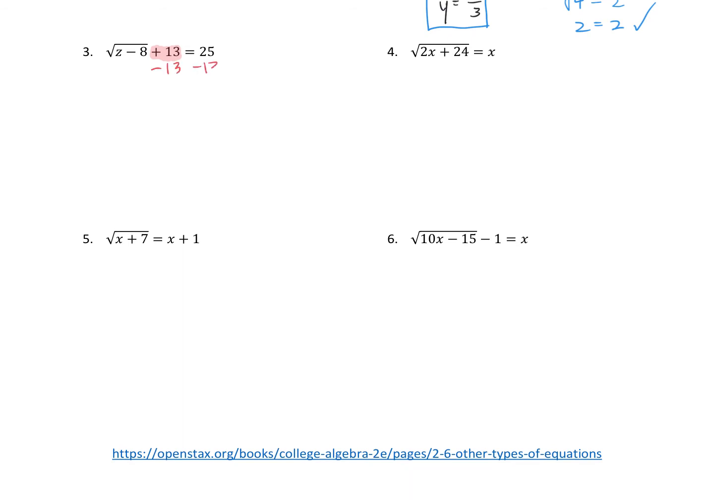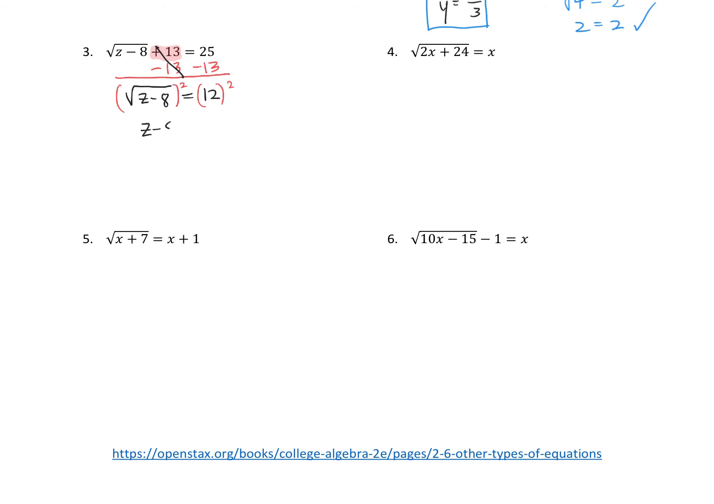So minus 13 from both sides. That's going to give me the square root of z minus 8 on the left is equal to 25 minus 13, which is 12. Now everything on the left is under the square root, so the square root is isolated. So it's time to square both sides.